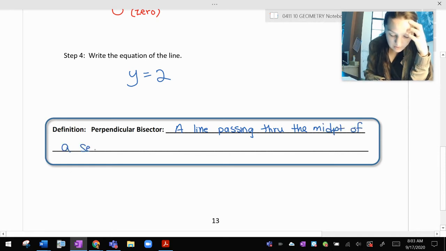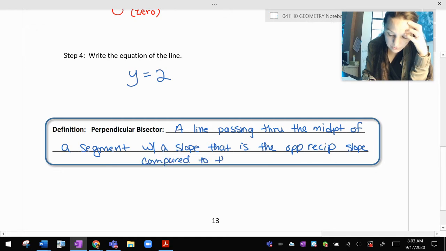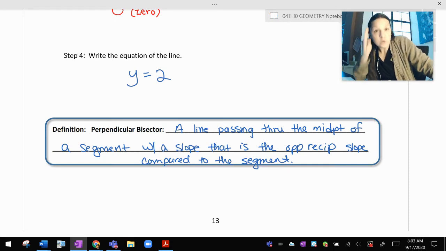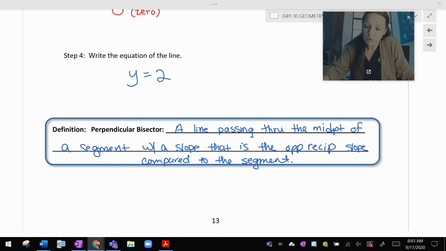The definition of a perpendicular bisector is a line passing through the midpoint of a segment with a slope that is the opposite reciprocal slope compared to the segment. So technically, we have to work with the original segment first, find that original segment's slope and midpoint, and then just take the opposite reciprocal. That's it. So let's do some more.